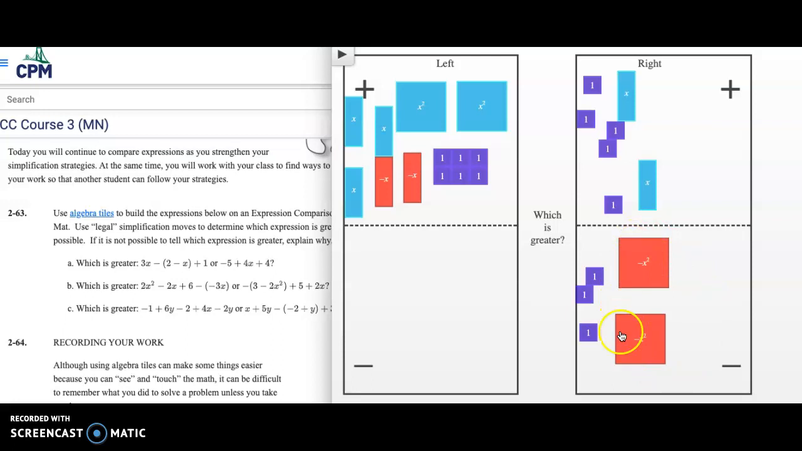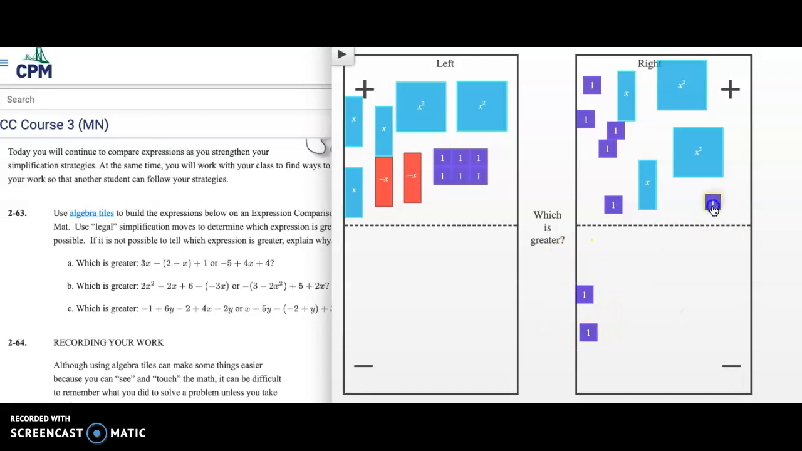Same thing over here. These appear to be negative x squares, but they're the opposite of a negative x squared, which is a positive. These appear to be positive 3, but the opposite of positive 3 is actually negative 3. All right, so I flipped regions, and now I want to make zeros.